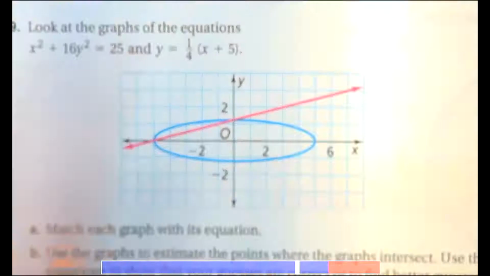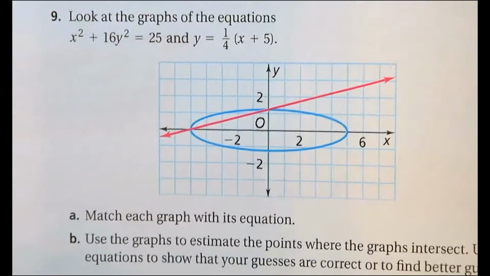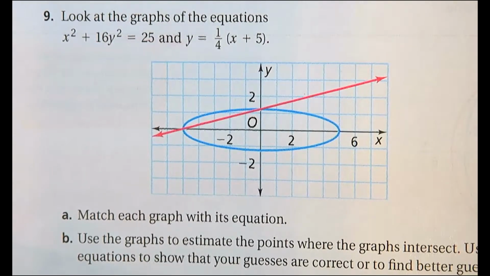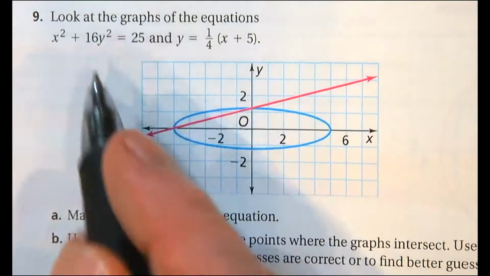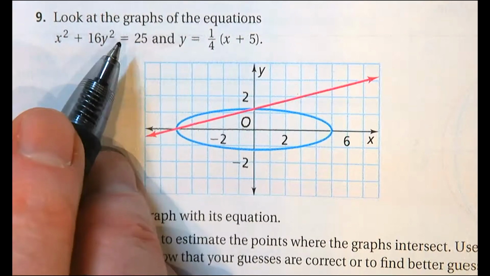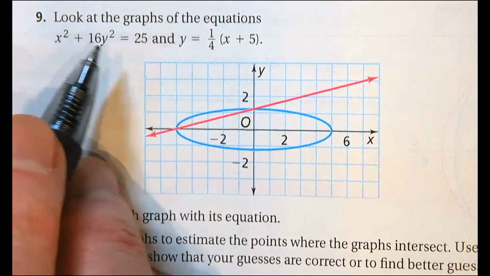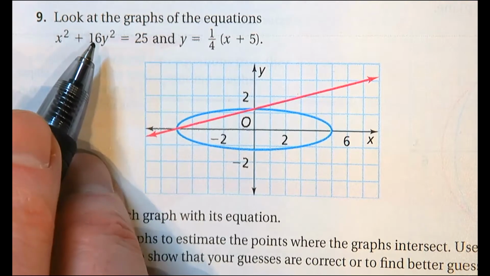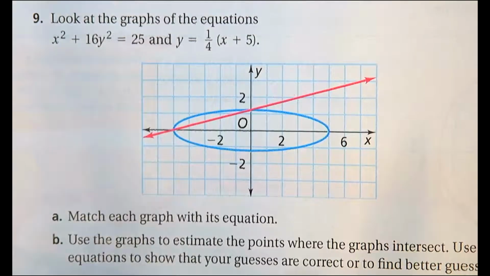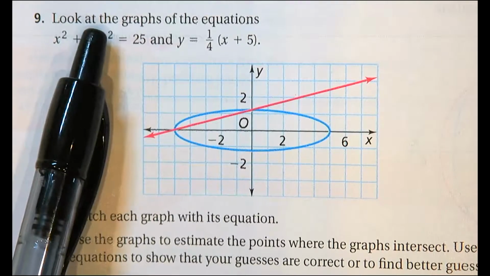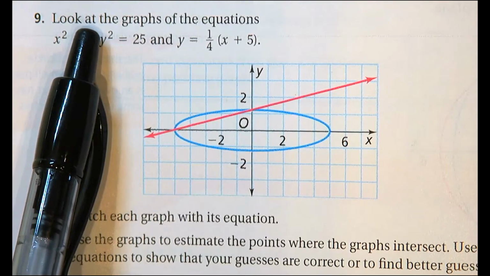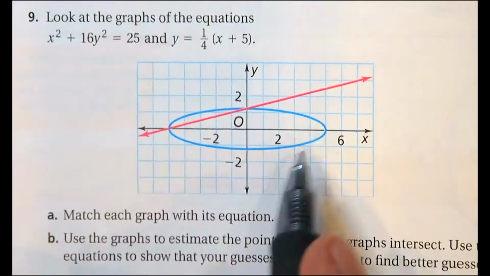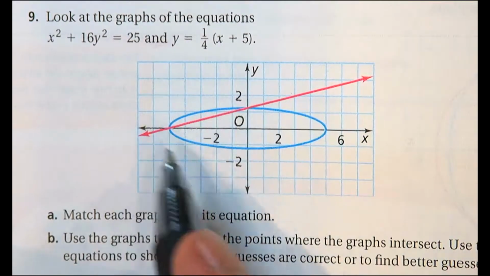And here's a price. It says, look at these graphs, match each graph with its equation. Well, wait, that has squares. Is that a circle? X squared, Y squared. Wait, there's a number in front. Normally this shouldn't be here. This should be just X squared plus Y squared. That would make a circle. But if there's a number in front, it kind of squashes it down.